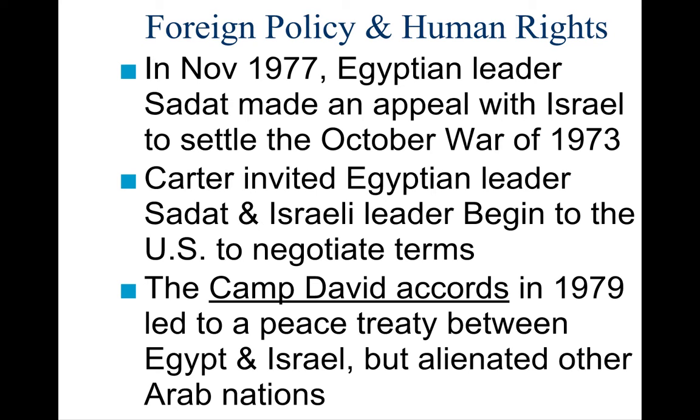So what happens is that Carter invites both the Prime Minister of Israel and the leader of Egypt to the Camp David presidential retreat outside of D.C. And what they do is they negotiate this peace treaty between Egypt and Israel. The agreements that they come to, they decide to return the Sinai Peninsula back to Egypt, and then Egypt in turn accepts Israel's existence.